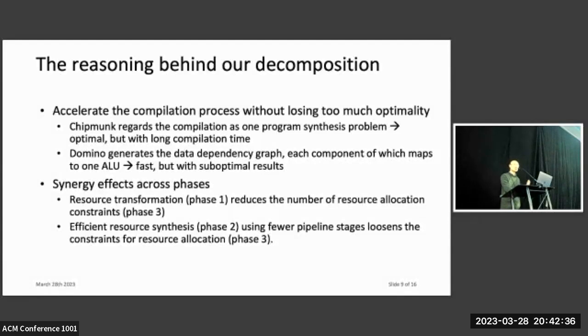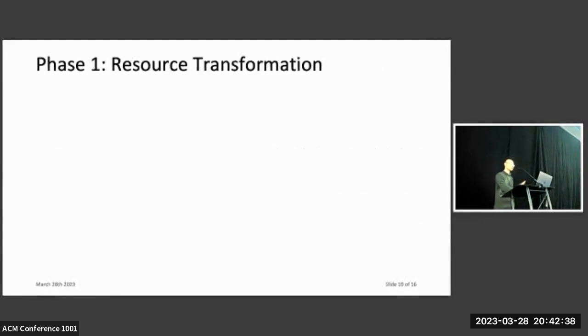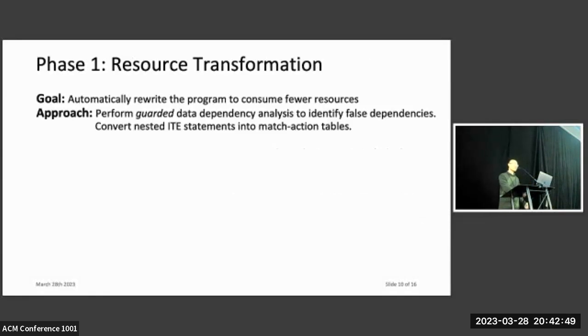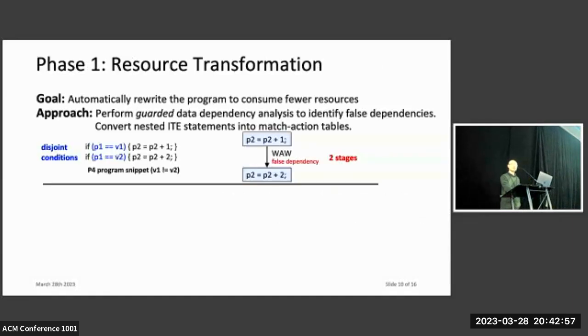Let's go through each of the phases in more detail. The first phase is called resource transformation. In this phase, we will automatically rewrite a program into another semantically equivalent version, which consumes fewer resources. Basically, we will perform guarded data dependency analysis to identify false dependencies and turn the ITE statements into match action tables. Let's take a look at a simple example.